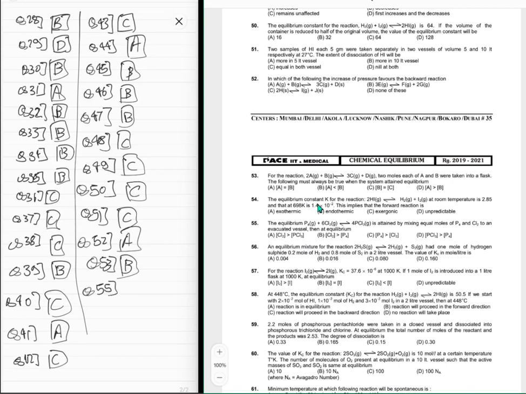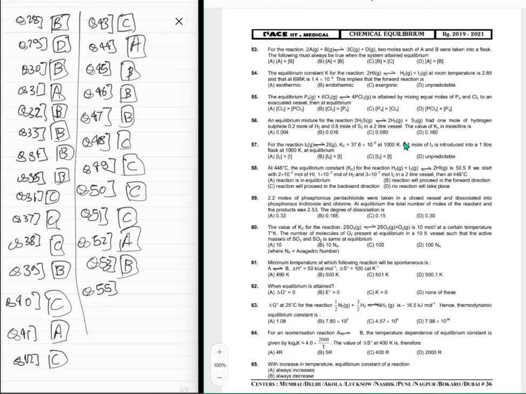This equilibrium is attained by mixing equal moles of P4 and Cl2 into an evacuated vessel. Then at equilibrium, with equal moles once again, P4 will have more moles at equilibrium. So this will be C. You can't say anything about PCl3, because we don't know anything about the equilibrium constant, or how much x will go.